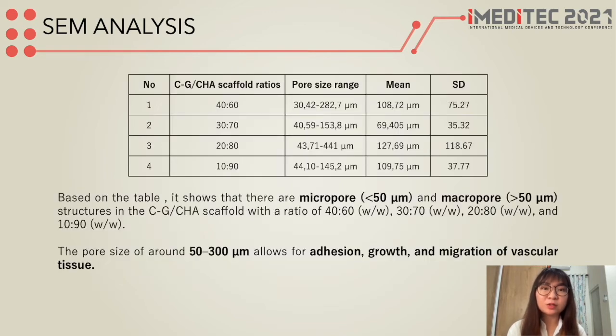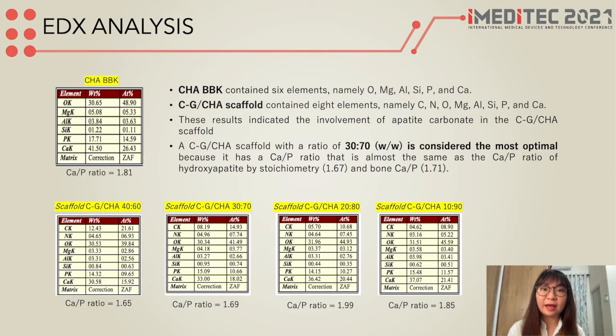A scaffold as bone substitute material must have a micropore and macropore structure. Micropores support osteoblast adhesion and growth factor, while macropores support bone growth and bone tissue vascularization. Based on the table, there are micropore and macropore structures in the composite scaffold. According to previous research data, a pore size of around 50 to 300 micrometers allows for adhesion, growth, and migration of vascular tissue.